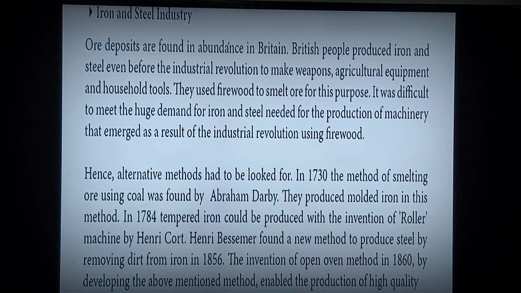In 1730, the method of smelting ore using coal was found by Abraham Darby. In 1784, tempered iron could be produced with the invention of the roller machine by Henry Cort. Henry Bessemer found a new method to produce steel by removing dirt from the iron in 1856. The invention of the open oven method in 1860, by developing the above mentioned method, made it possible to produce higher quality steel.